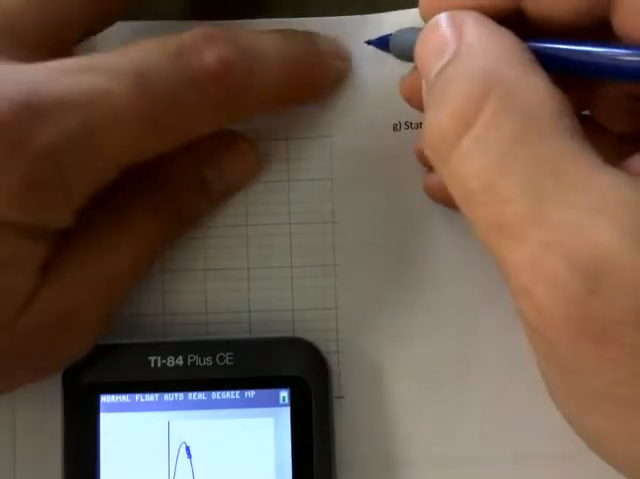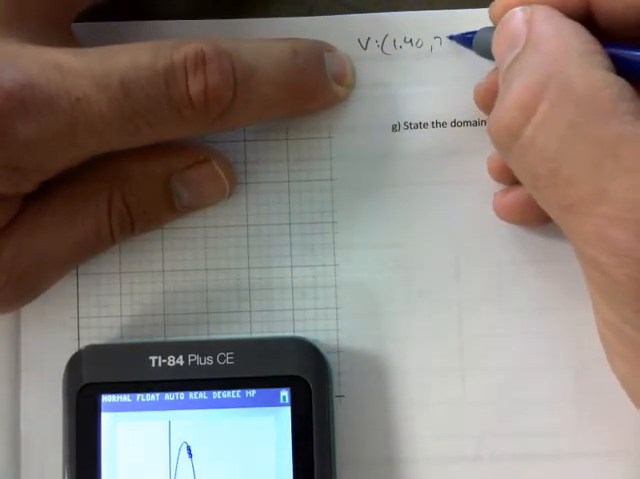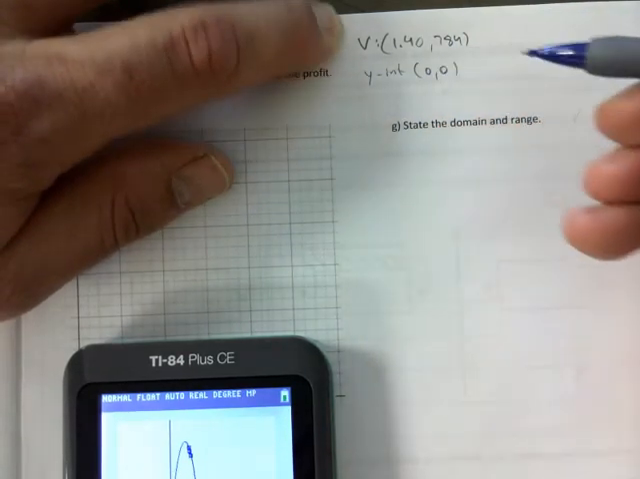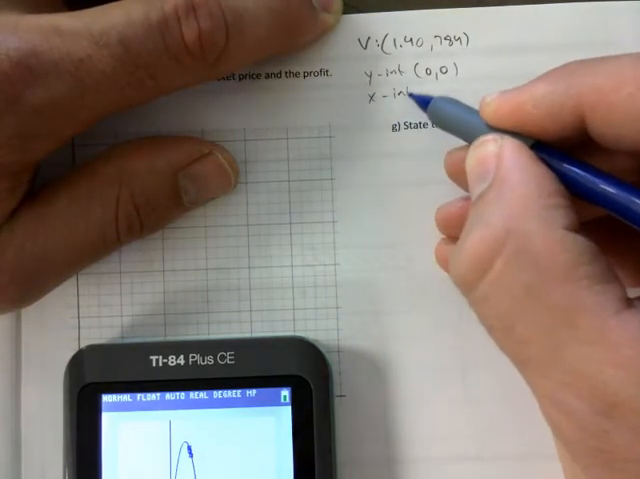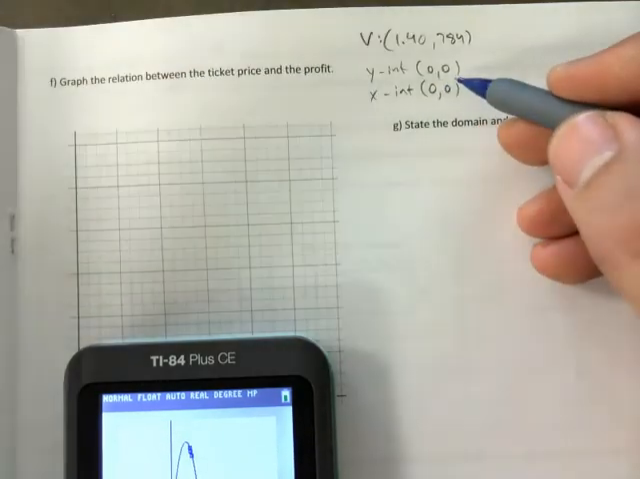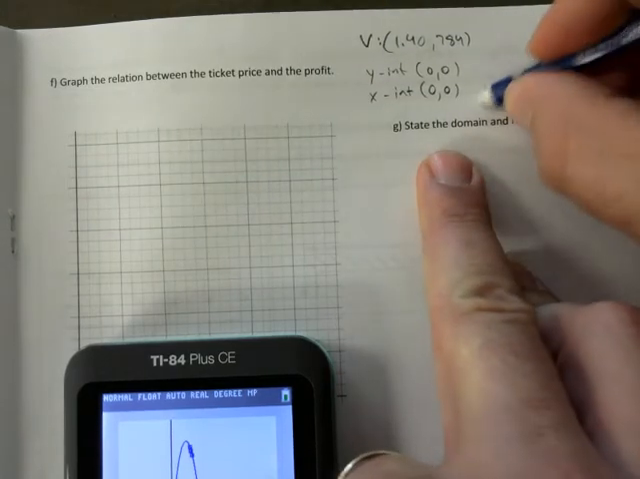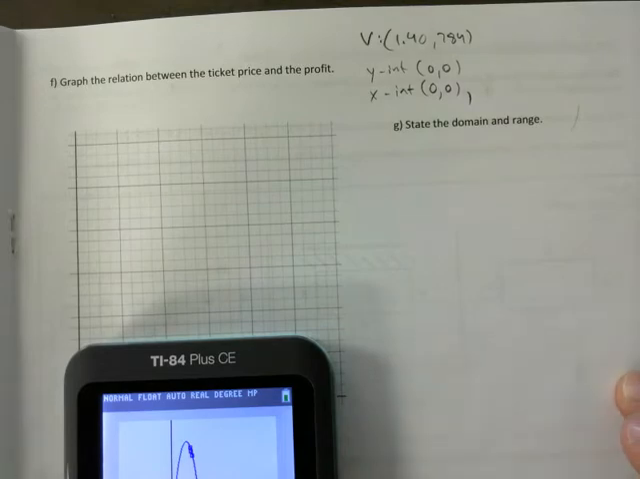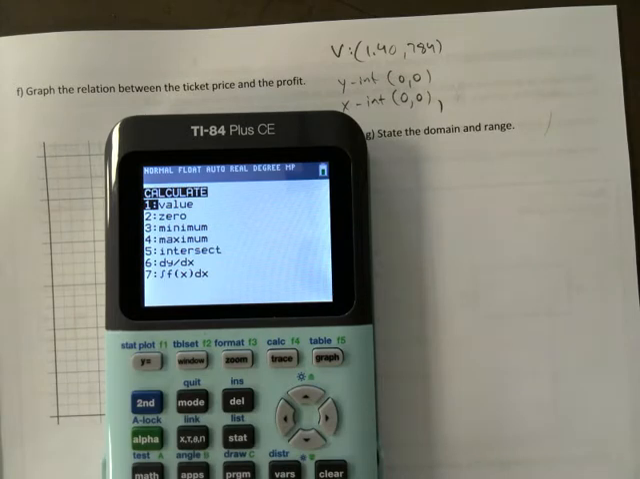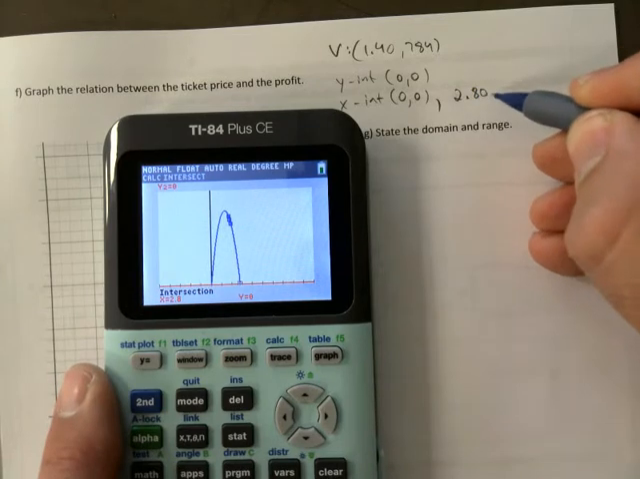I'm just going to do a little inventory. The vertex is 140, 784. The y-intercept is 0, 0. X-intercept is therefore 0, 0 as well. They're both the same. But the second x-intercept, so let's go comma here. Let's find the other x-intercept. Even though I didn't ask you for it, it's required for the graphing part. So that's 280.